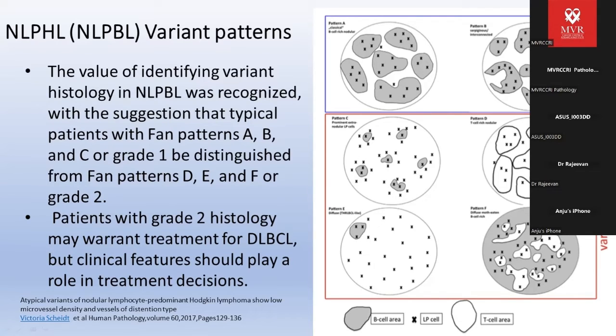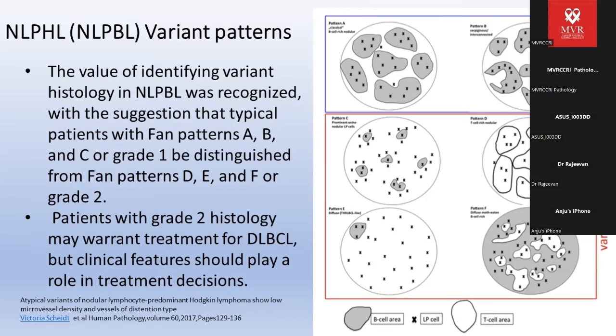Okay, so this grade 2 pattern, anything other than grade A and B, that is classic NLPHL with B lymphonodule, anything other than that is found to have a poorer prognosis. So the ICC proposed that the patients with grade 2 histology may warrant a treatment for DLBCL. But the caveat is that clinical features should play a role in treatment.